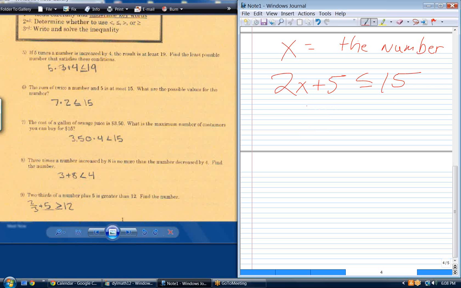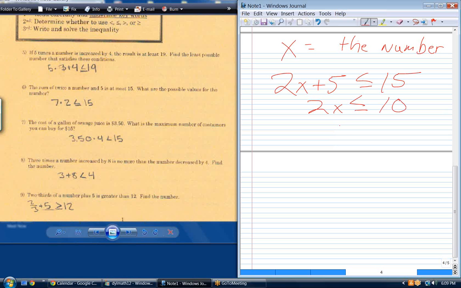So what's the next line here? So you would do 15 minus 5. Rather than telling me what to do, just read the next line. Okay, so it would be 2x is less than or equal to... Okay, next line.